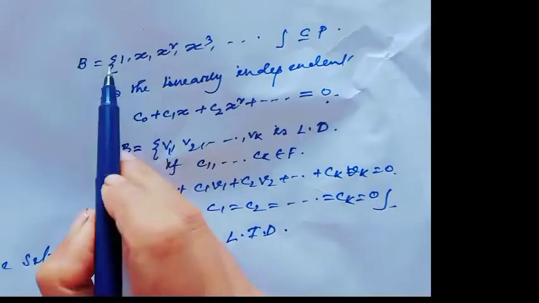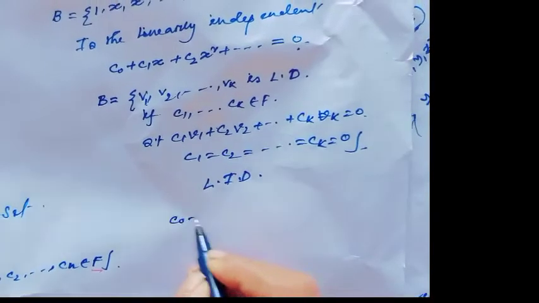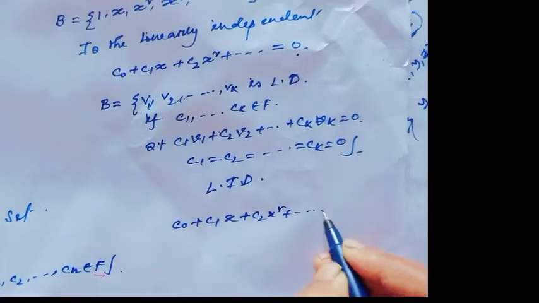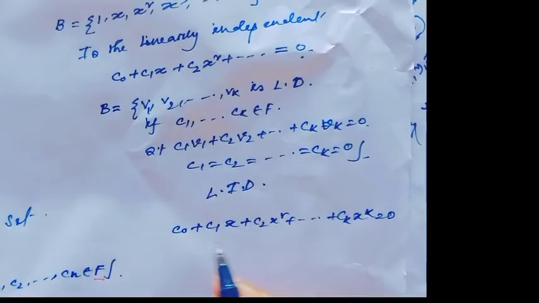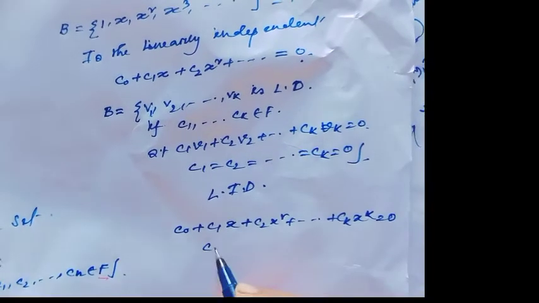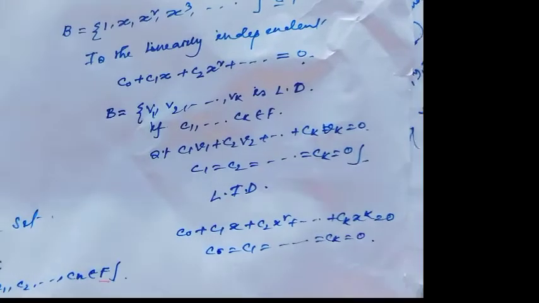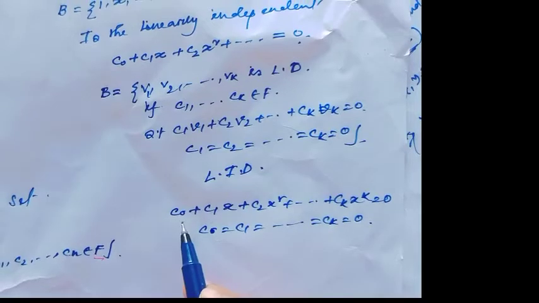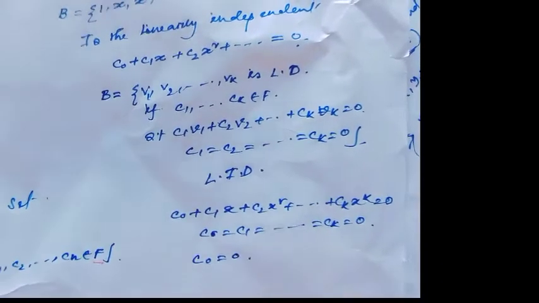Okay, that means to prove the set is linearly independent, we have to prove that if c0 plus c1x plus c2x square up to ck x to the power k equals 0, where 0 means the zero polynomial, then c0 equals c1 equals up to ck equals 0, which is the trivial solution. For this, just put x equal to 0, then I get c0 equal to 0.